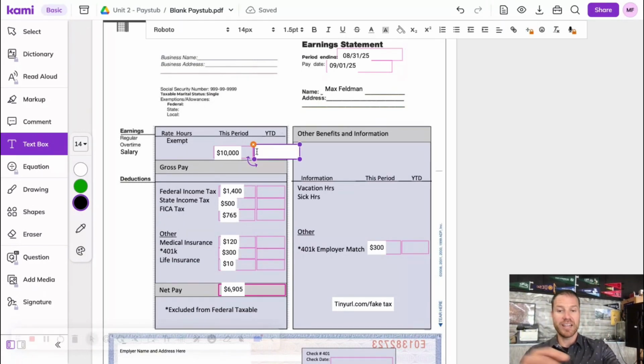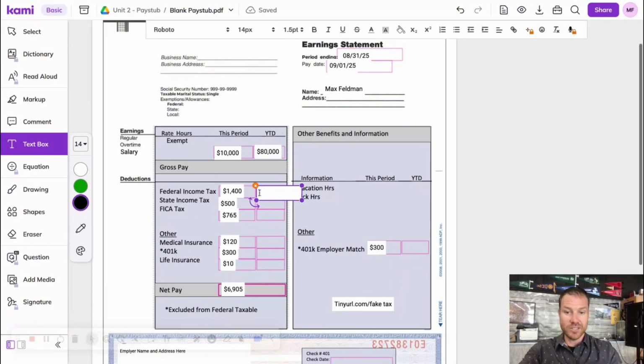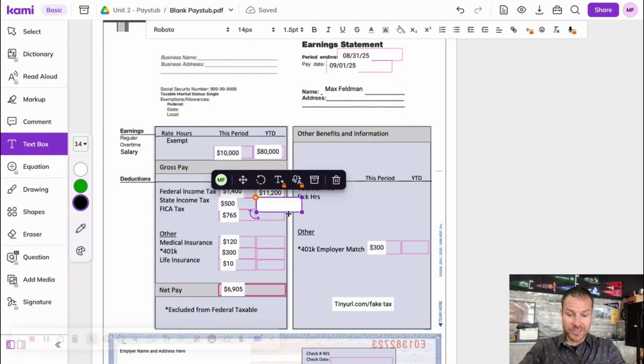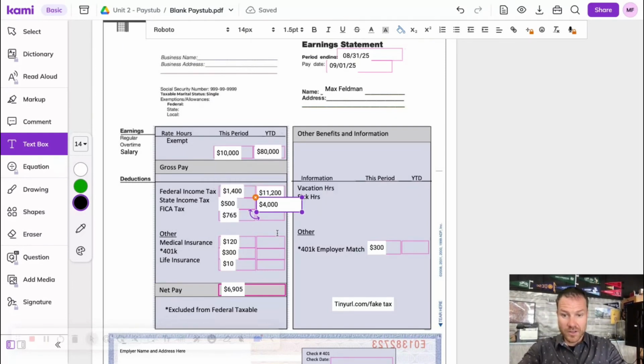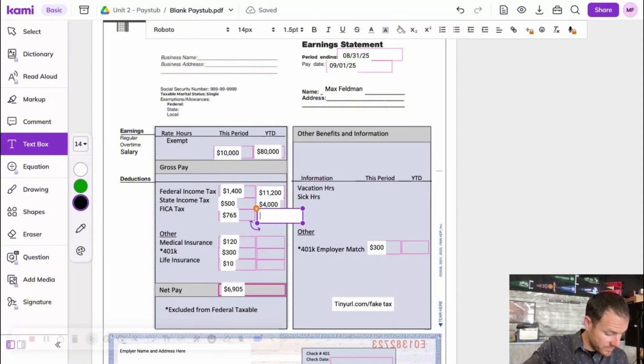So in this case, 10,000 times 8 leaves me with $80,000. 1,400 times 8, and every single one of these sections is going to get multiplied by 8. 1,400 times 8 leaves me with $11,200. 500 times 8 leaves me with 4,000. 765 times 8 is 6,120.